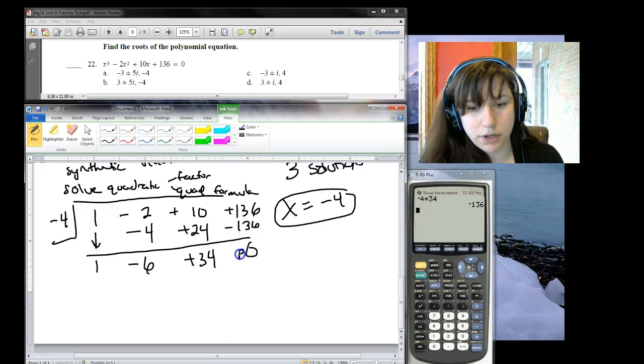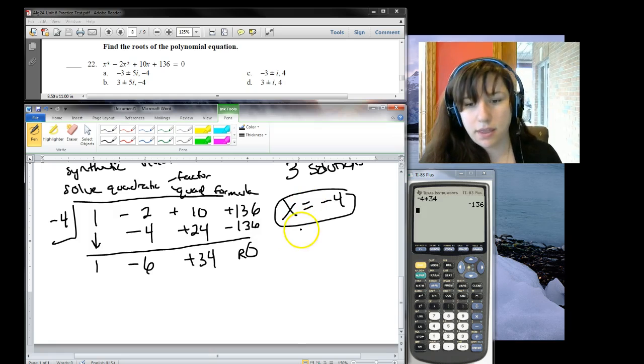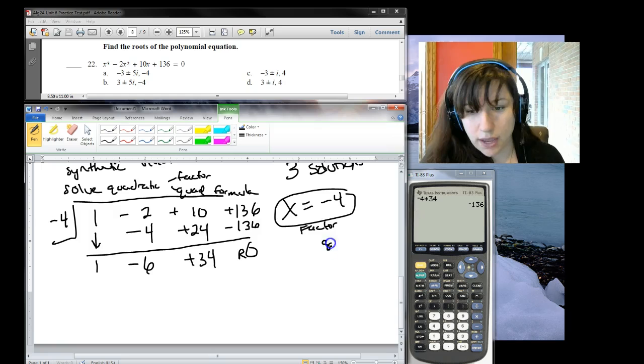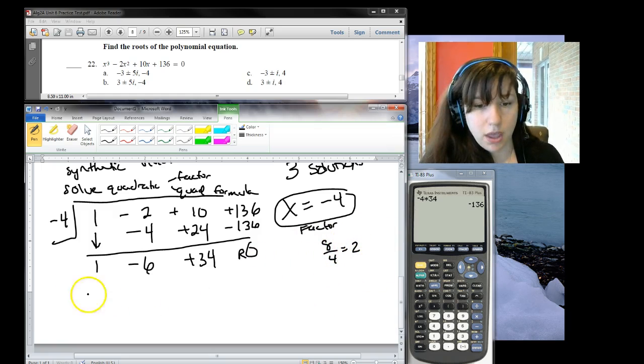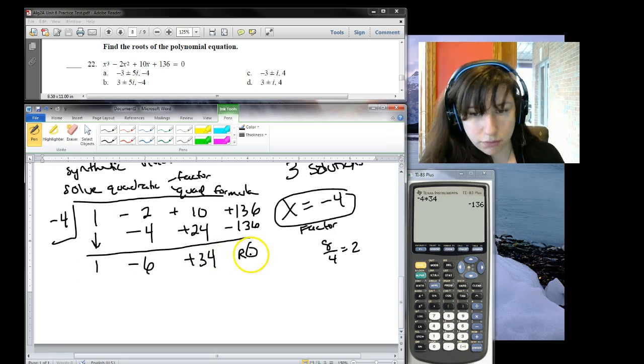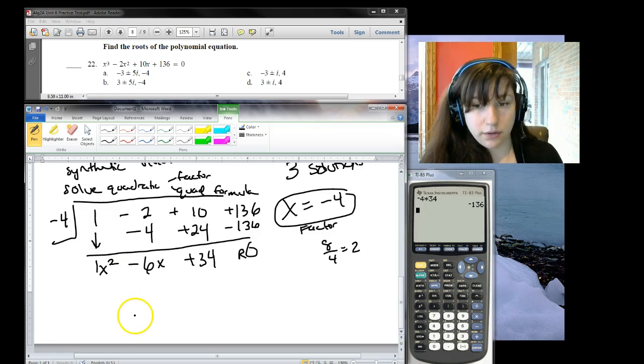So I have a remainder of 0. That again confirms for me that this is a factor because there's no remainder. Just like 4 is a factor of 8 because it's just a solid number. There's no remainder. So I'm going to fill in the rest of this. This is my remainder. There's my number. This gets the x, and this gets the x squared. Okay, so I only have one of my answers. I have to continue now to figure out, well, now I have to solve this quadratic.